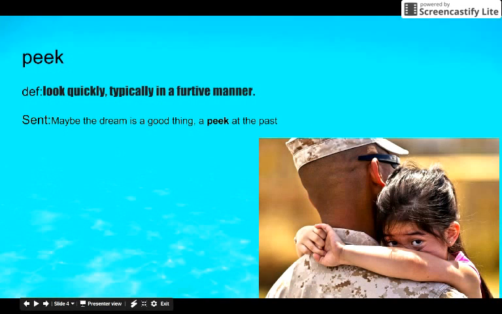The second peek is to look quickly, typically in a figurative manner. That's the definition. A sentence is: maybe the dream is a good thing, a peek at the past.